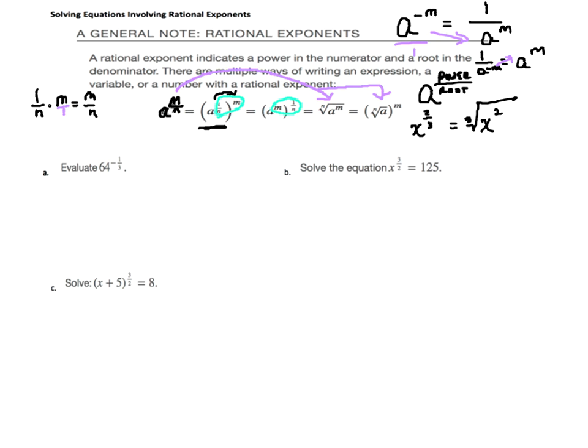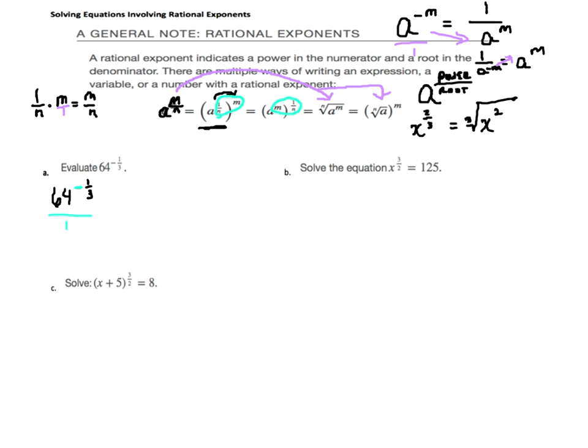Or go watch a YouTube video if you want to understand how that happens. All right, so let's go ahead and look at these 3 examples here. 64 to the negative 1/3 power. Well, the first thing that jumps out at me is the fact that I have a negative exponent hanging out here.